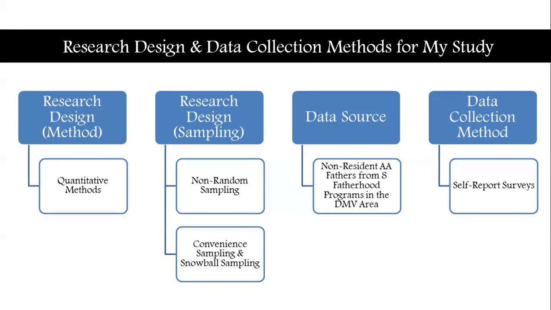My primary data source for my research was non-resident African-American fathers from 8 fatherhood programs in the DC, Maryland, and Virginia area. At this particular time when I conducted this work, I was living in the Washington, DC area. And so that's where my data came from, from these fatherhood programs in the city of Washington, DC. And I also ventured out into the states of Maryland and Virginia as well in order to collect this data.